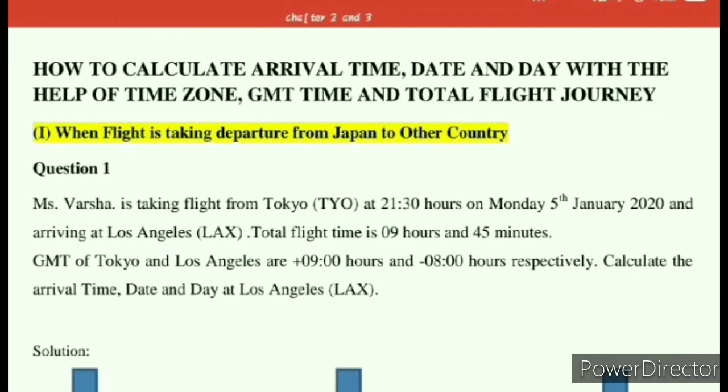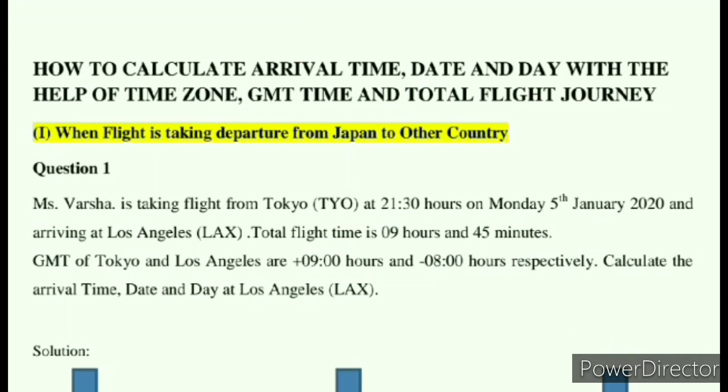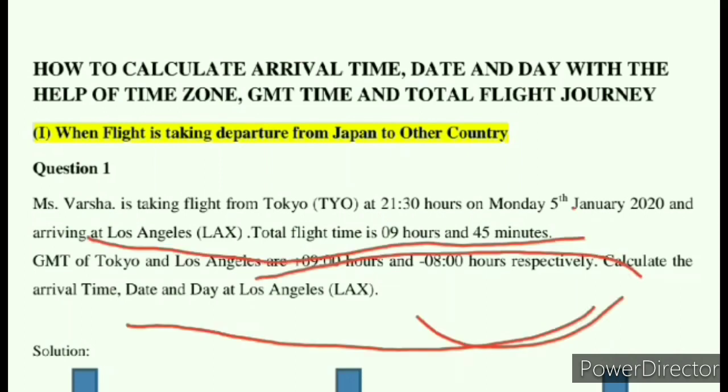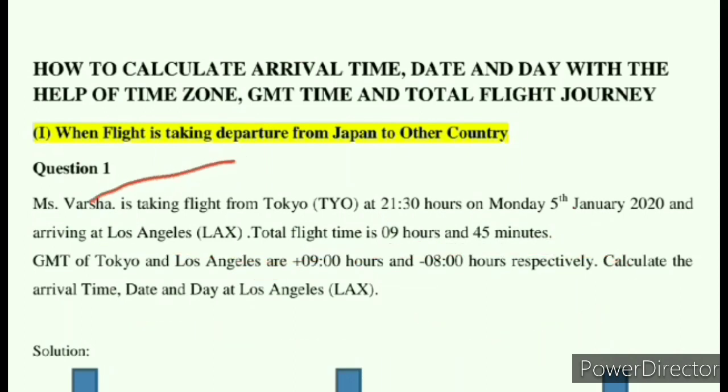Let me give you an example so that we can understand the importance of GMT time and the total flight journey time. Here you can see a lady, Miss Versa. She is living in Japan. She is taking a flight from Tokyo at 21 hours 30 minutes on Monday 5th January 2020 and arriving at Los Angeles. The total flight journey is 9 hours 45 minutes.